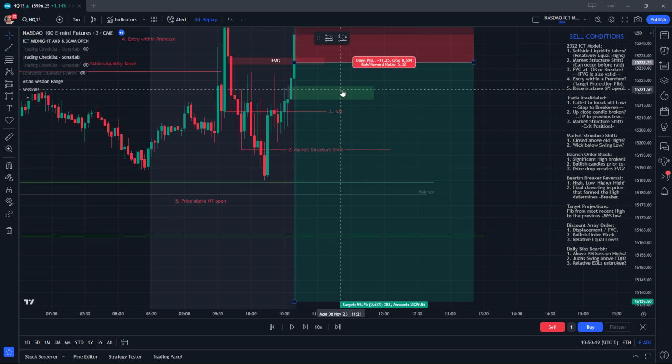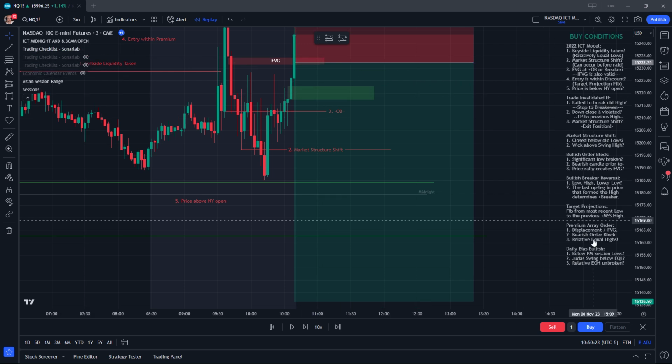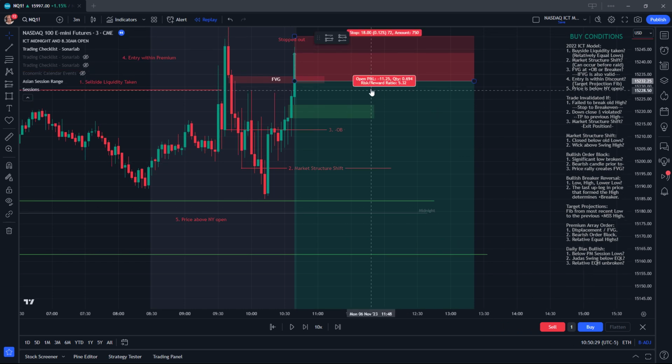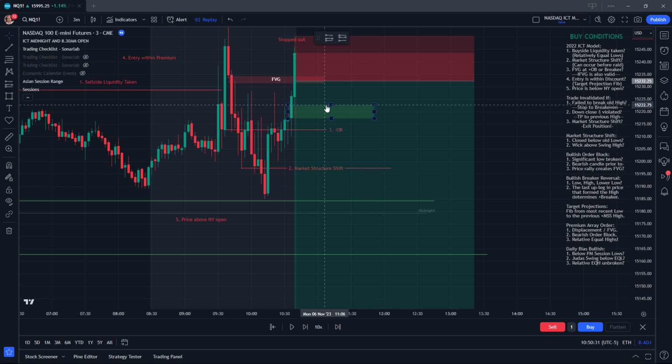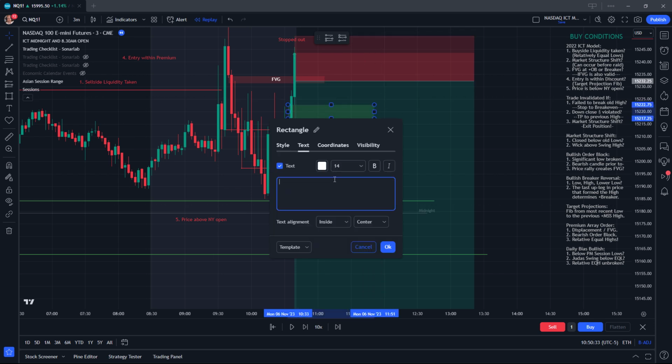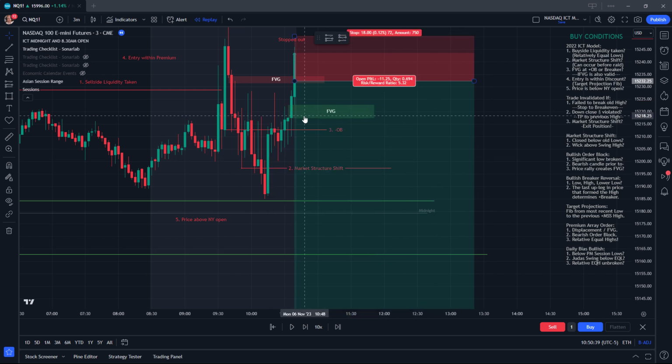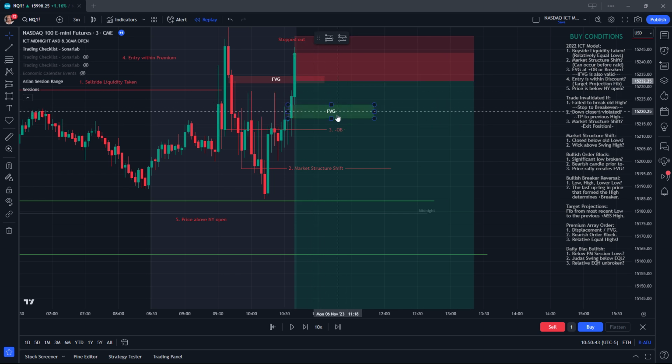So the reason we're going to do this is to understand why price is going to go to where it's going to go. So we're actually looking at premium arrays now. So we're in a discount, and now price is going to seek out premium arrays. So the first one we've got here is a displacement fair value gap. So that's the first area that we can expect price to go to. Maybe do some kind of retracement once it gets there.